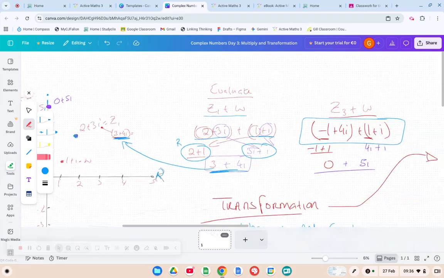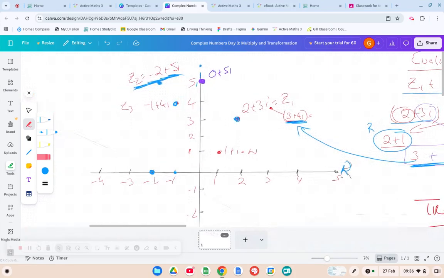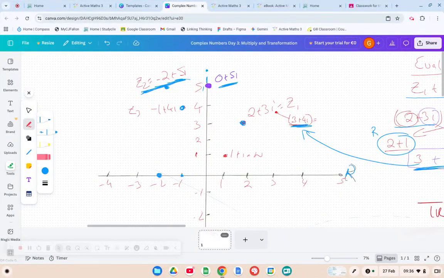Then we had z3 plus omega. Watch the minus, so we brought the minus over here, minus 1 plus 1, this is the real bits, and then the imaginary bits. We add up again, we got 0 plus 5i, we have to put that up in the Argand diagram. This is 0 plus 5i up here. And that's what we did.